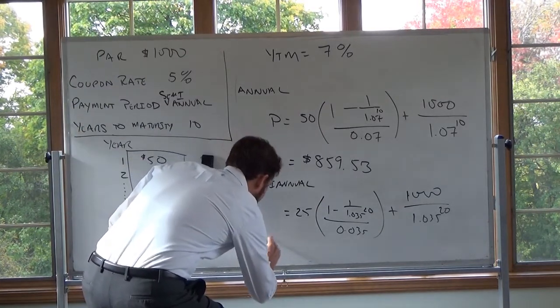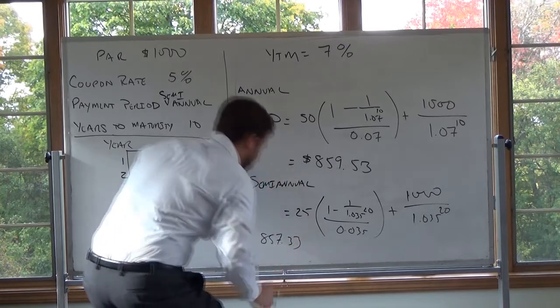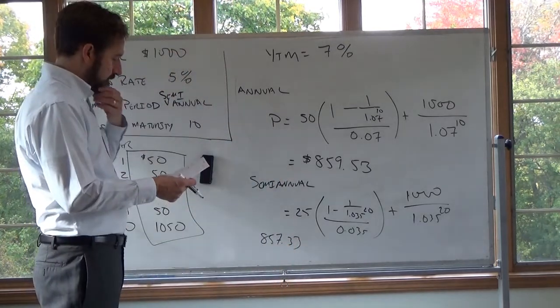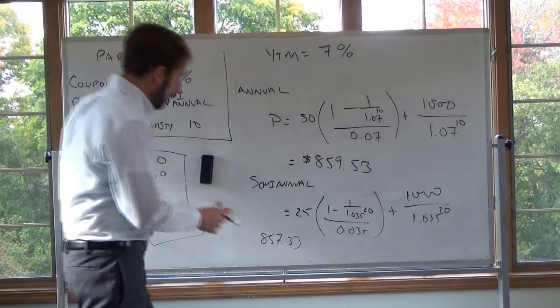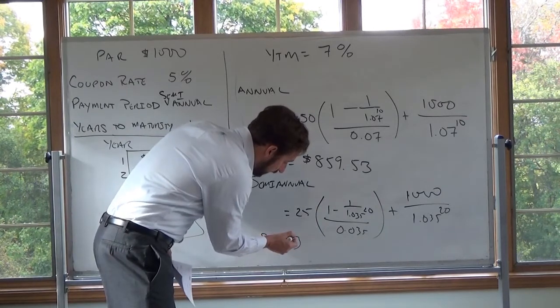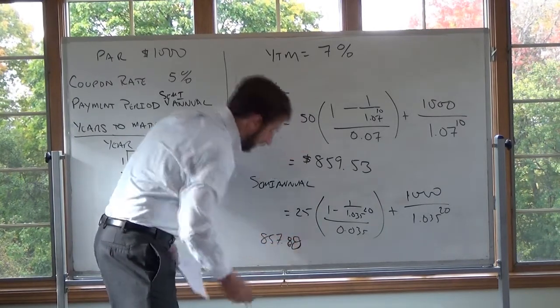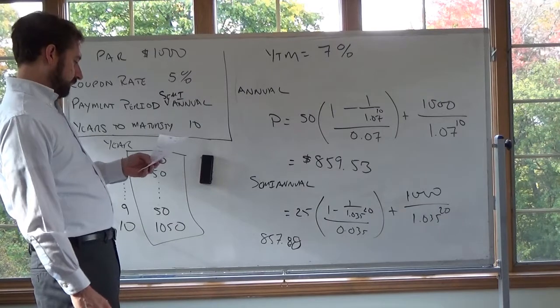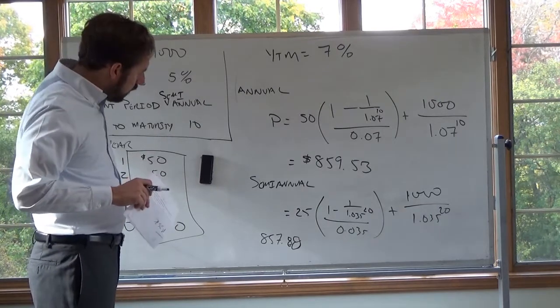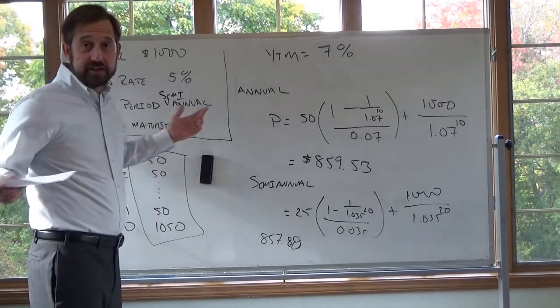The price is $857.88. Sorry, I can't read my own handwriting. If you can't read my handwriting, you're not alone. Excellent. So, good. So that's a semi-annual.